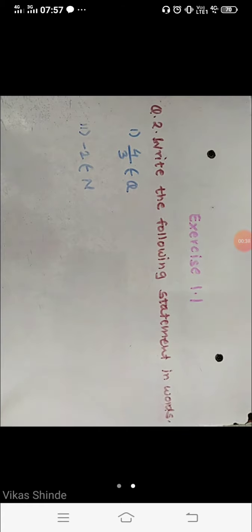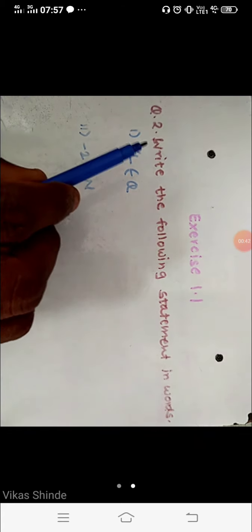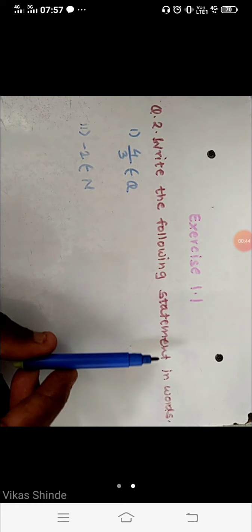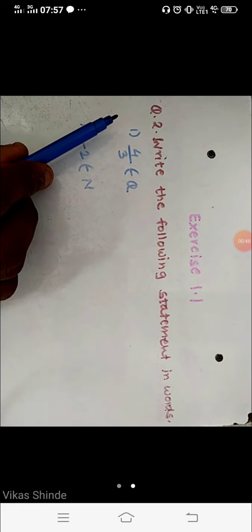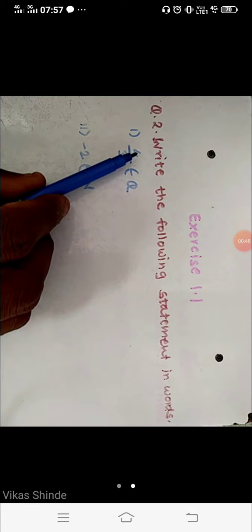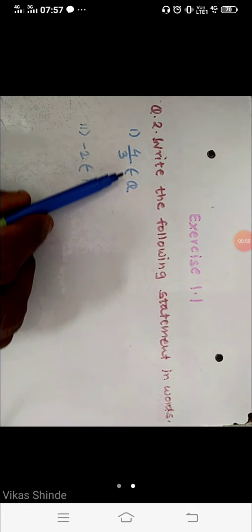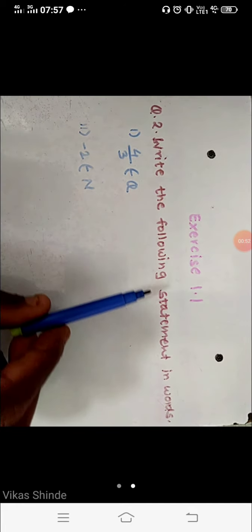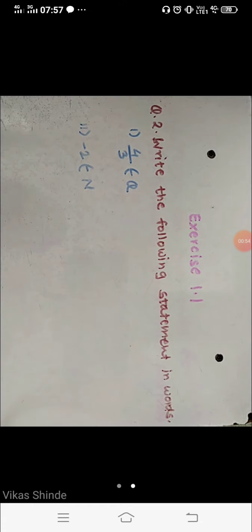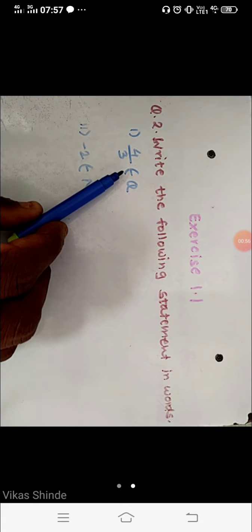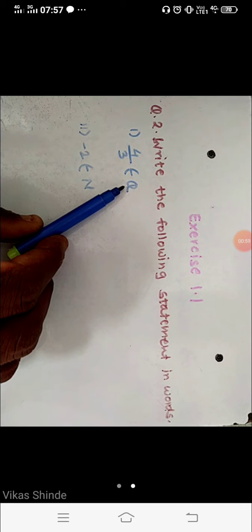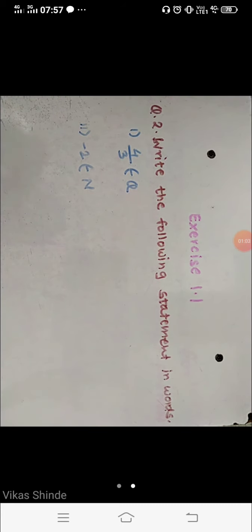Okay students, now look here. In exercise 1.1, question number 2: write the following statement in words. The first statement is given for us: 4 upon 3 belongs to Q. We have to write this statement in words. So this symbol indicates that the number belongs to that type of set here. So in this case, we have to write our answer now.